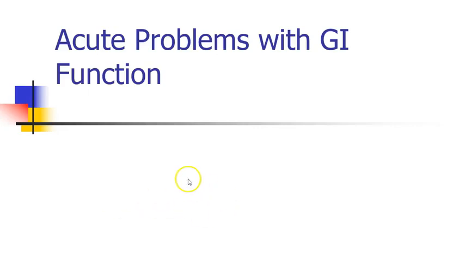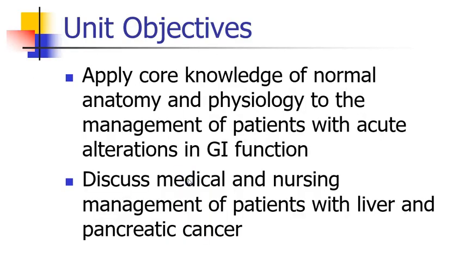Acute problems with GI function. So our unit objectives are to apply the core knowledge of normal anatomy and physiology to the management of patients with acute alterations in GI function.